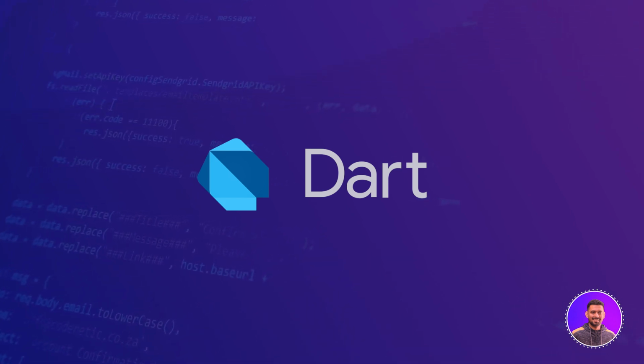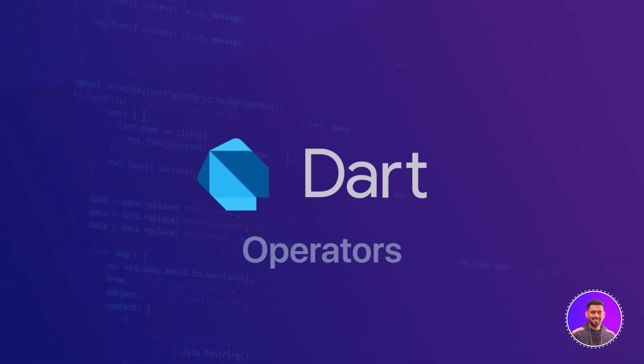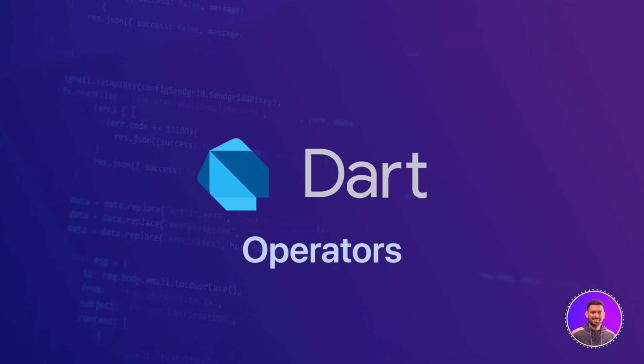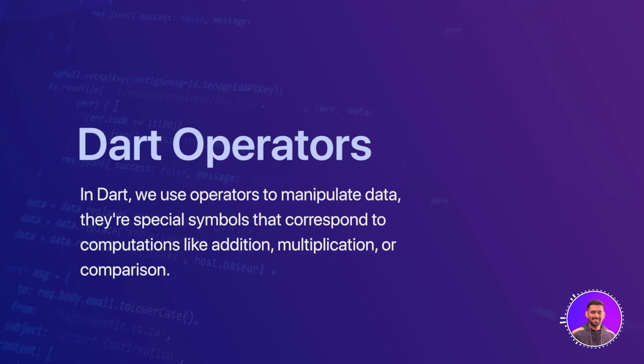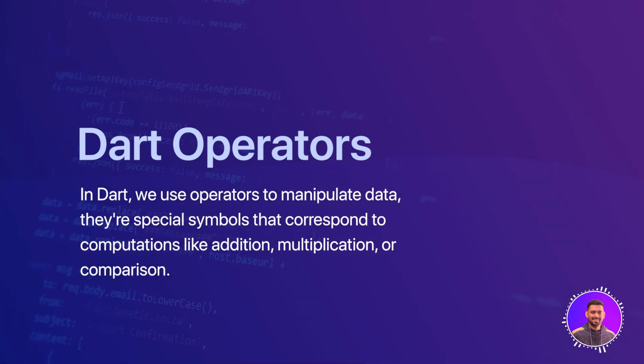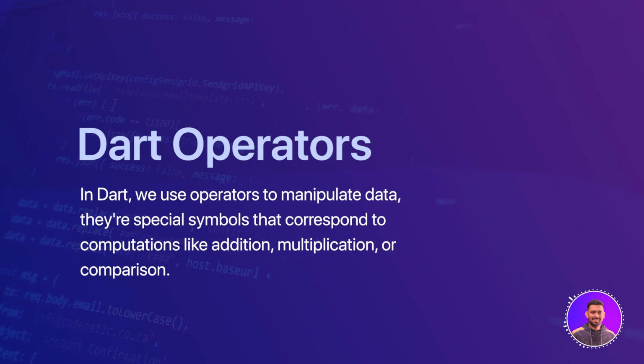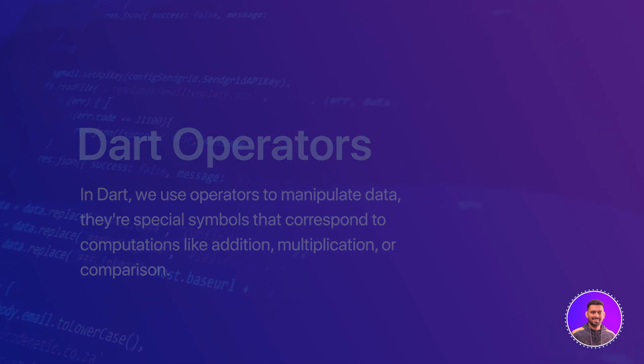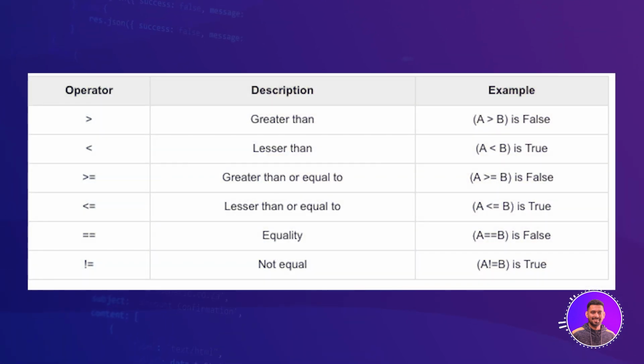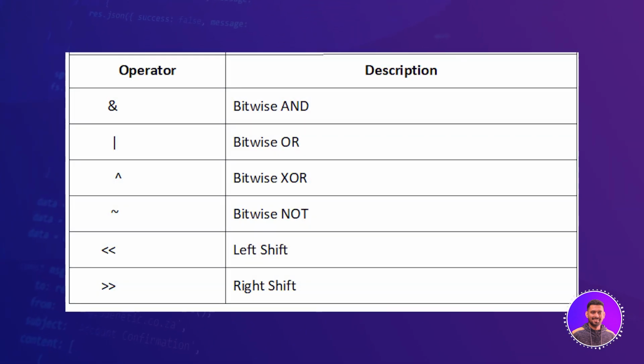Today we are going to dive into the detailed explanation of operators in Dart, the language behind Flutter. In Dart, we use operators to manipulate data. They are special symbols that correspond to computations like addition, multiplication, or comparison. If you are familiar with languages like Java, JavaScript, or C++, many of these operators will look familiar.